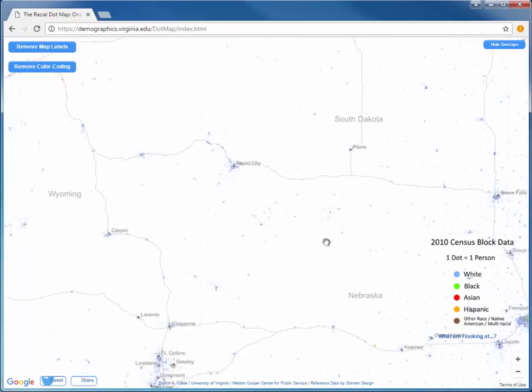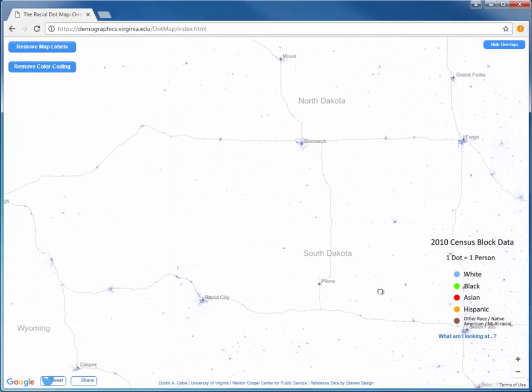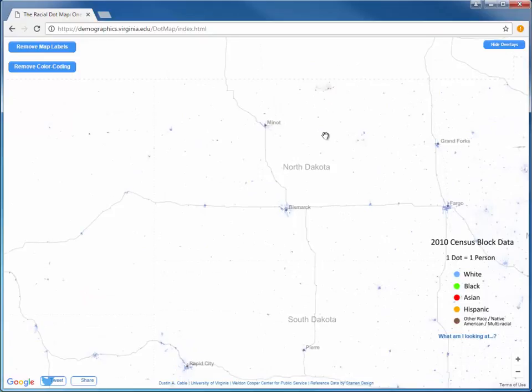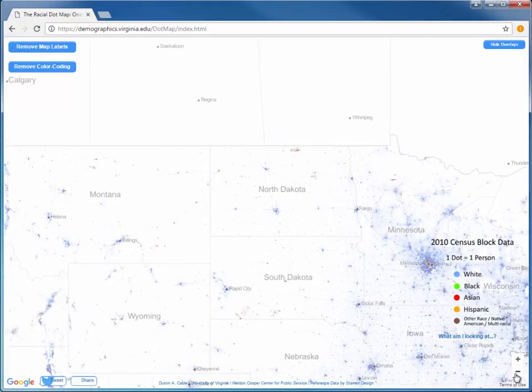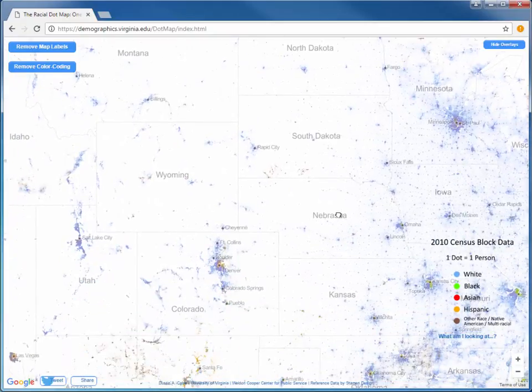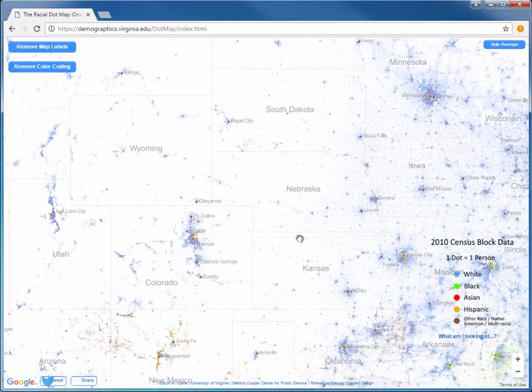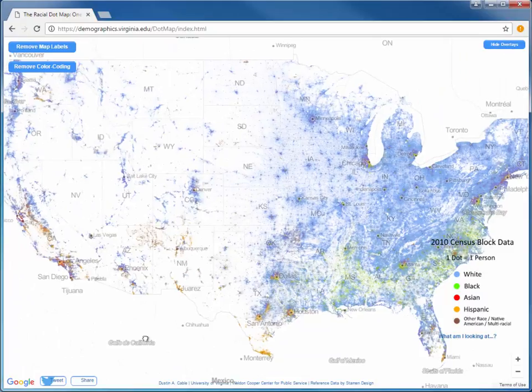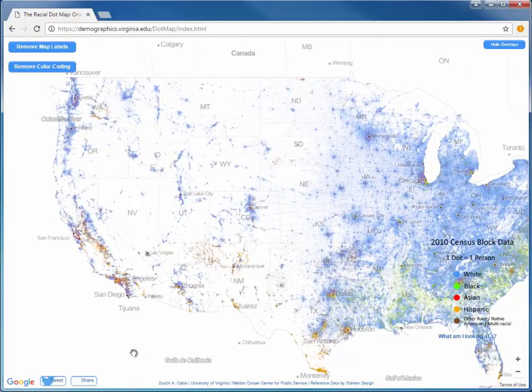Native American tribes have quite a bit of influence in the Dakotas, in this part of the country, and as well in a number of locations all throughout the West, including Oklahoma. So hopefully this gives you guys a sense of how we can utilize what's called a dot map to map different kinds of data and overlay that, in this case, on a geographic map.